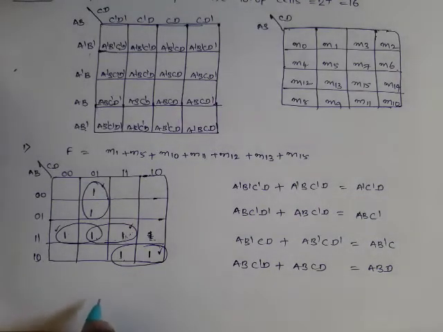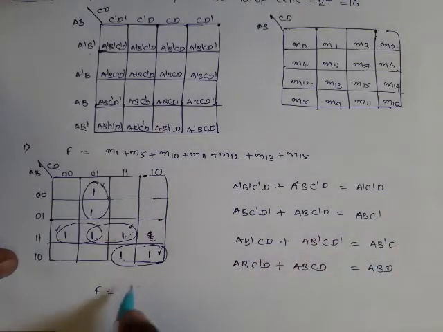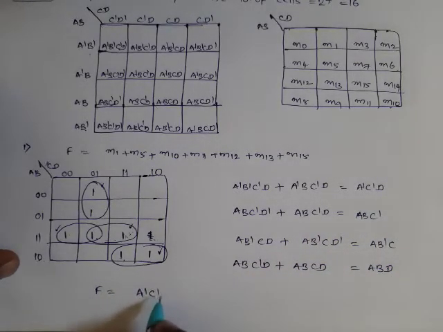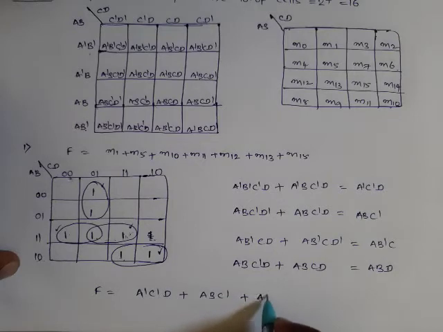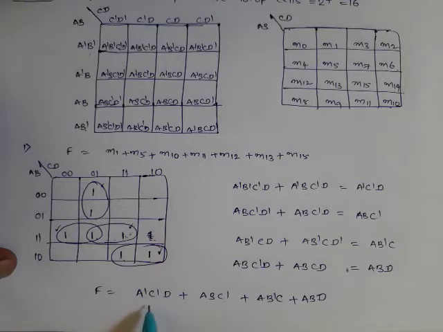So what you have to do as the final step is form the OR sum of all the products that are generated. It is A bar, C bar, D plus A, B, C bar plus A, B bar, C plus A, B, D. This is the simplified expression for the given Boolean expression. So this is how we simplify the Boolean expression of 4 variables expressed in standard sum of products form.